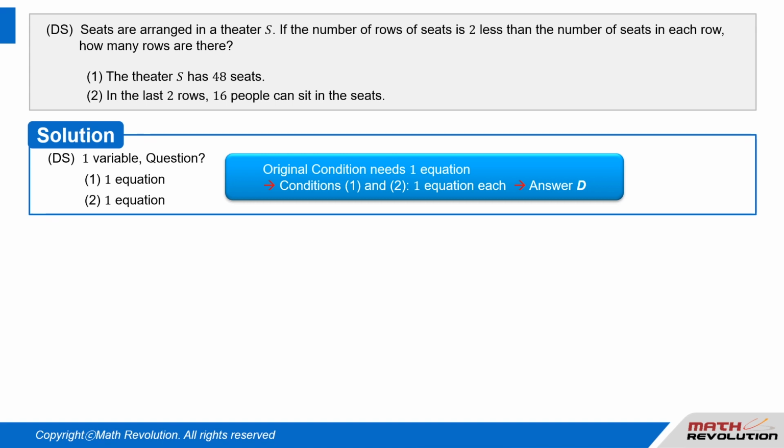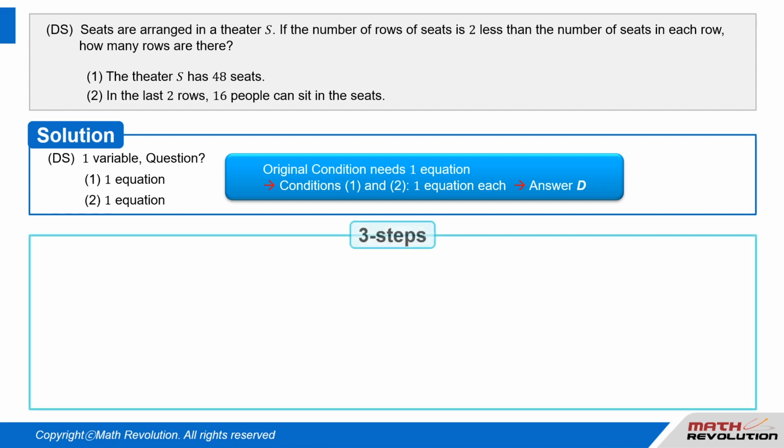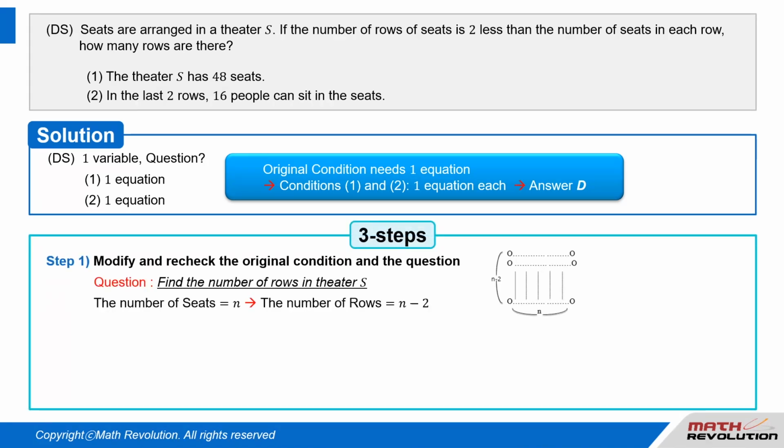You have the variable approach. Let's apply the 3 steps suggested previously. Follow the first step of the variable approach by modifying and rechecking the original condition and the question. Let the number of seats in each row be n, as shown in the above figure, and the number of rows is then n minus 2.